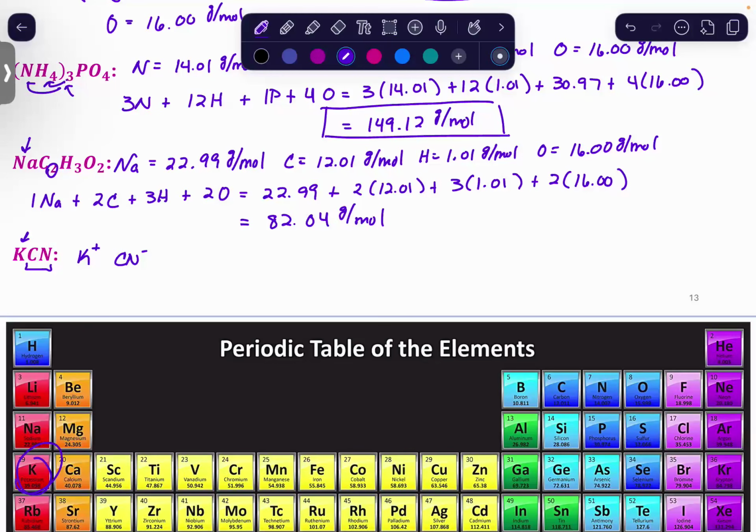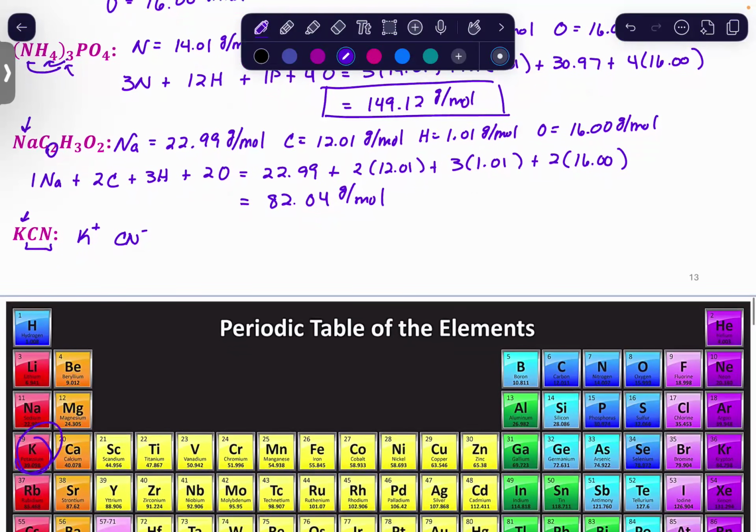So I want you to go through and use the periodic table, get the molar masses, add this up. Your potassium cyanide should come out to be 65.12 grams per mole. So a pretty straightforward process. You just got to make sure you get everything you need and add it all together in the proper amounts. Your amounts are based off the subscripts.